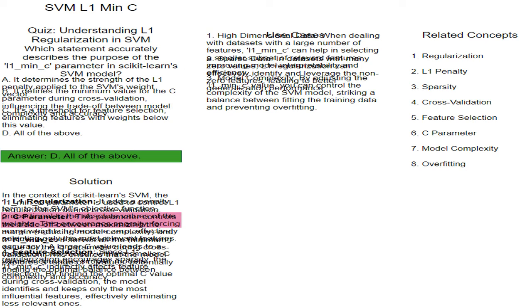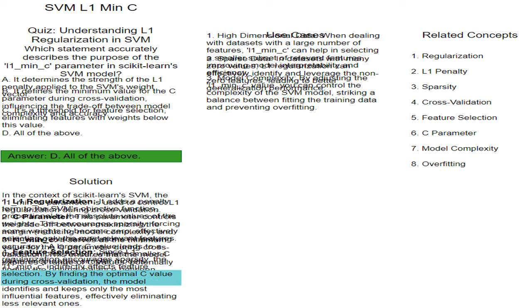It adds a penalty term to the SVM's objective function, proportional to the absolute values of the weights. This encourages sparsity, forcing some weights to become zero, effectively selecting only the most relevant features. True. It serves as the minimum value for the C parameter during cross-validation. This ensures that the model explores a range of C values, potentially finding the optimal balance between complexity and accuracy.